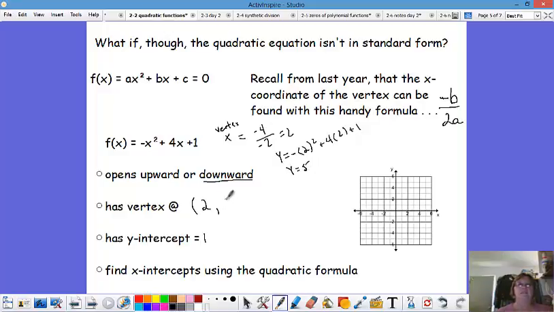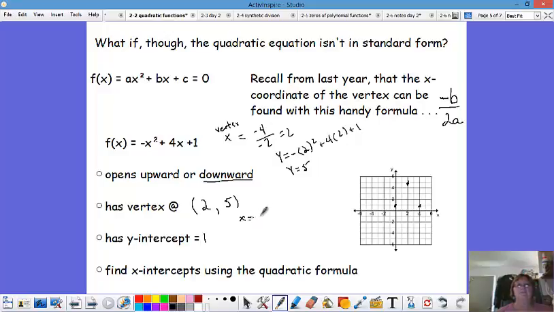Follow through that math and see if you don't agree with me there. 2 squared is 4. This makes it negative. Negative 4 plus 8 is 4, and 4 plus 1, 5. Here's our vertex at 2, 5. We're going to be opening downward, and we have a y-intercept of 1. So I'm going to plot that and say, again, I can use the symmetry here. That's 2 units from the axis of symmetry, so 2 units on the other side. This point is also on the parabola. That gives me enough to graph. However, I certainly can find those x-intercepts using the quadratic formula, and I will do that right now.